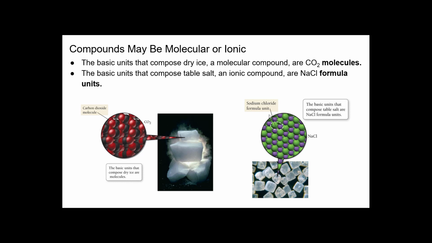The basic unit that composes table salt is an ionic compound. It is a formula unit. So let me explain this here. When we're dealing with nonmetals and it's a compound, we call it molecules, molecular, because molecular indicates that you're dealing with nonmetals. When you're dealing with ionic compounds, which is a metal and a nonmetal, we call it formula units.